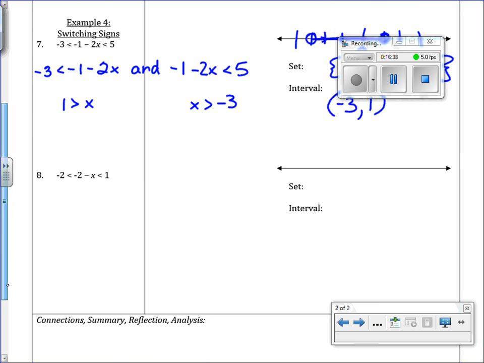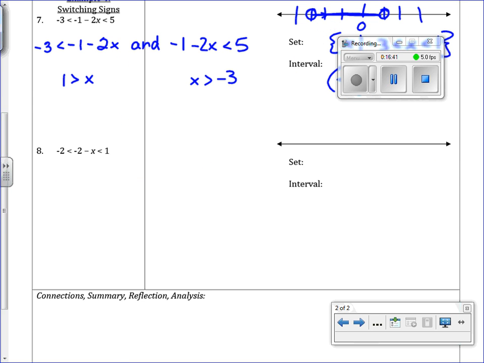Finally, I have negative 2 less than negative 2 minus x, and negative 2 minus x less than 1. If I solve this, I have 0 greater than x. My symbol has to switch because I still have that negative symbol in front of the x. All right. And here I have x greater than 3.